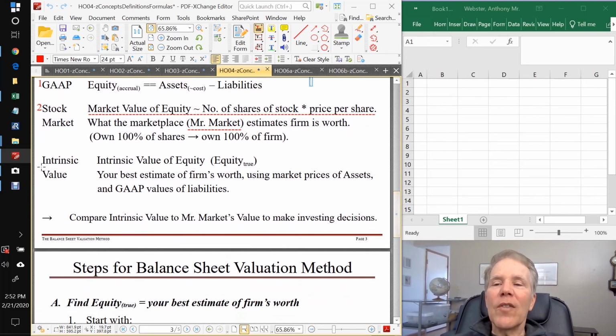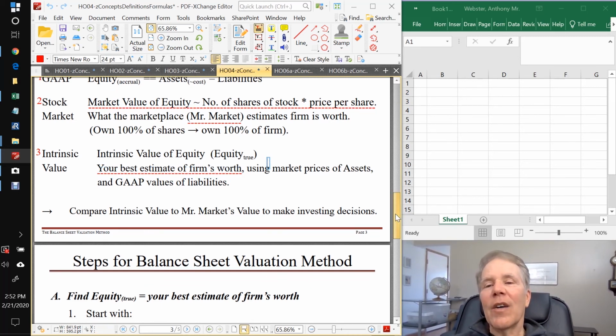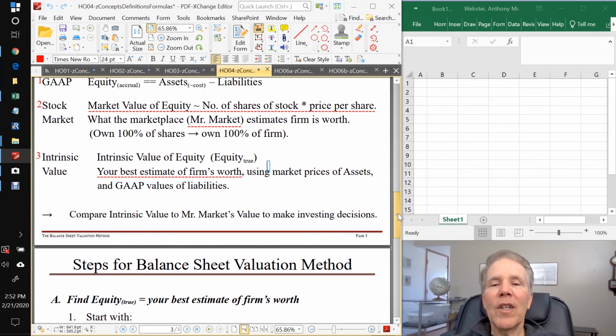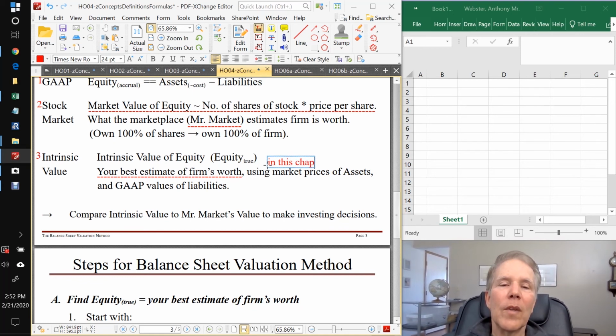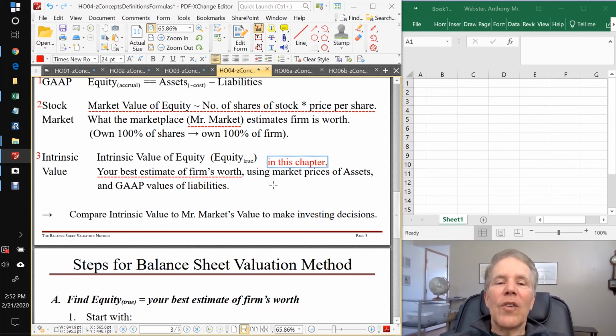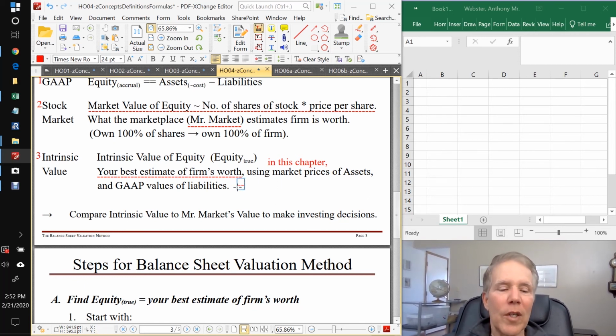Okay, and intrinsic value of the firm is simply our best estimate of what the firm is worth. Maybe we think Mr. Market is wrong, okay? And we're going to come up with our own estimate, and that's going to help us make an investing decision, okay? And in this chapter, we do this using the market prices of assets and GAAP values for liabilities, because that's the balance sheet valuation method.